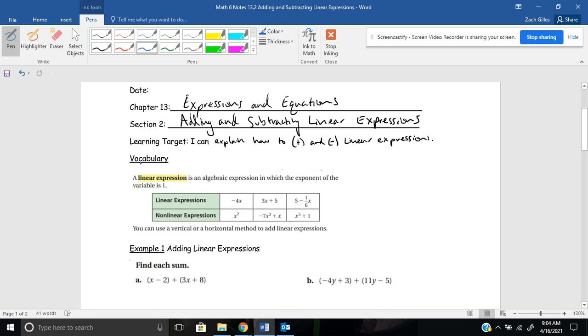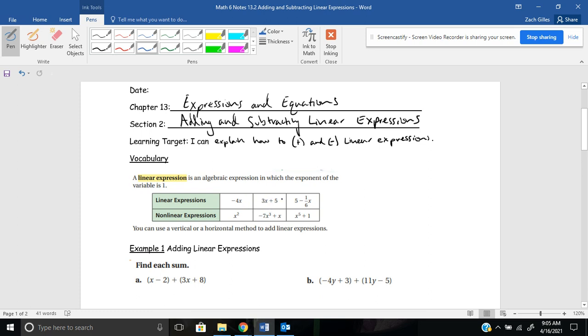First, we want to figure out what a linear expression is. A linear expression is an algebraic expression. When I hear algebraic expression, I'm thinking of a math sentence in which the exponent of the variable is 1. These are examples on the top row of linear expressions. Negative 4x. I have a number and a variable. It's saying to multiply the two, and notice how the exponent of the variable is 1. There's no exponent up here.